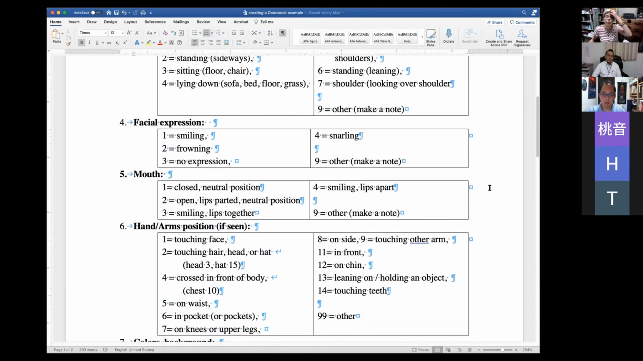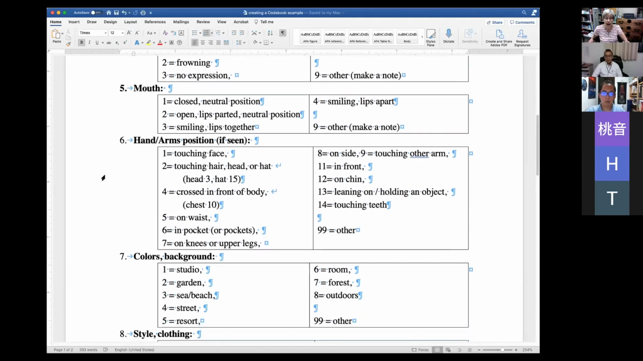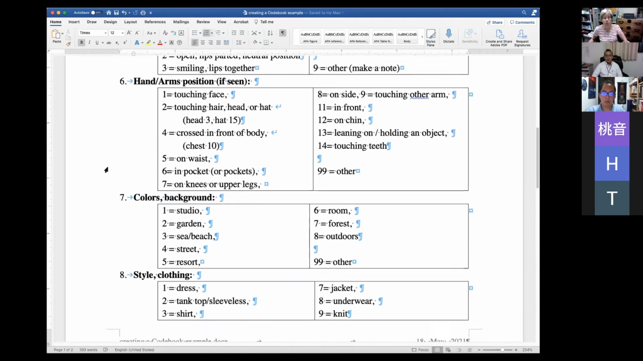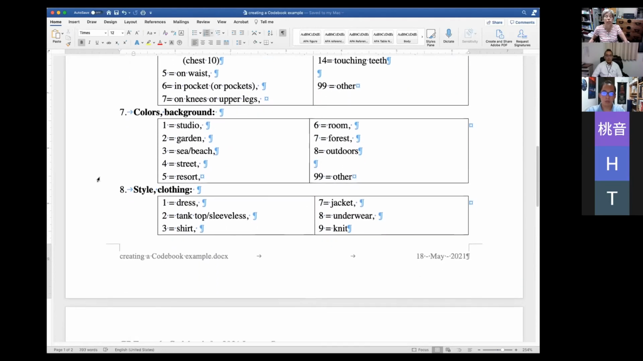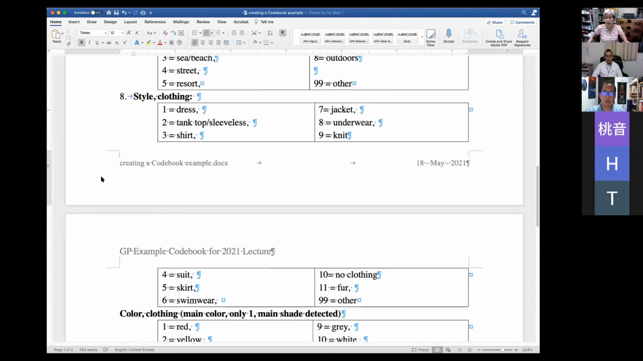The facial expressions, you can see here that she had these general facial expressions: smiling, frowning, no expressions. Snarling, she meant by looking tough or looking angry. I thought snarling was a strange word, but she explained it and her definition was clear. The position of the mouth, she coded for that. The position of the hands and arms, the color background, the clothing style. Okay, you can see that she coded different points for the style of the clothing.